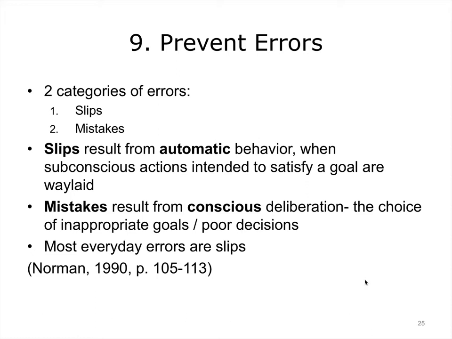Ideally, we would prevent errors from happening in the first place, so systems should be designed to try to minimize the possibility of errors. According to Norman, there are two categories of errors: slips and mistakes. Slips result from automatic behavior when subconscious actions intended to satisfy a goal are waylaid. Mistakes result from conscious deliberation, the choice of inappropriate goals, and poor decisions. Most everyday errors are slips.